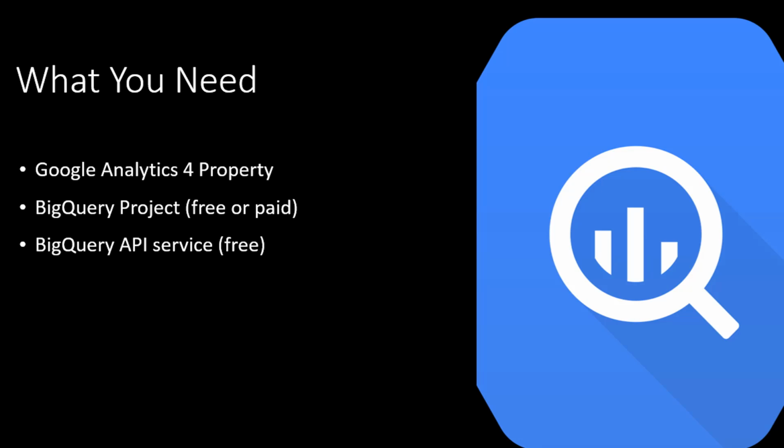What you need is a Google Analytics 4 property and a BigQuery project, free or paid. I would recommend paid. I think they still offer a free one without a credit card, but you should always put a credit card. Using a credit card gives you more options because your data will be stored for a longer period of time, and you will get the streaming option, which we'll see in a few minutes. And then you need BigQuery API services, which is also free. So I will go and walk you through these steps.